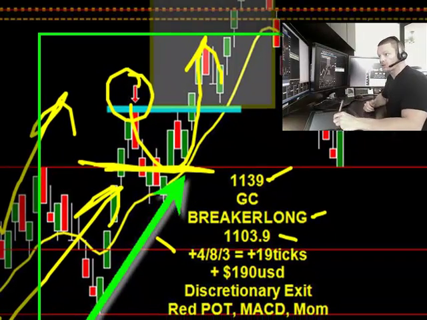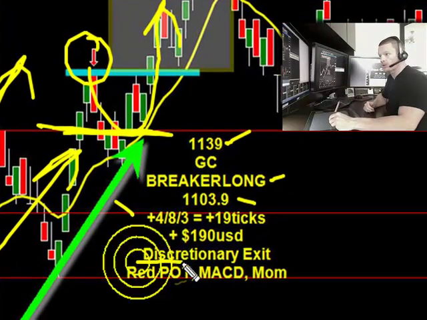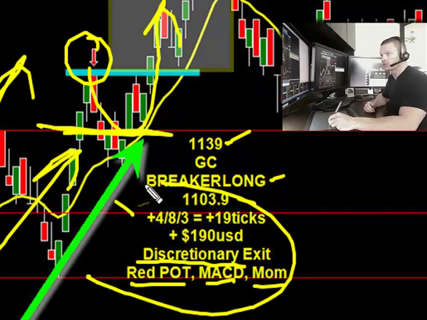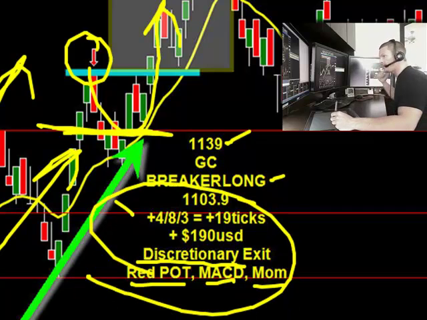We use the discretionary approach, guys, which means we're watching for red pace of the tape, the MACD, and momentum, right? When all 3 of those line up, that tells me to get out of that trade. I did so. We made those 3 ticks instead of, of course, letting the 3 ticks be taken back from the market.